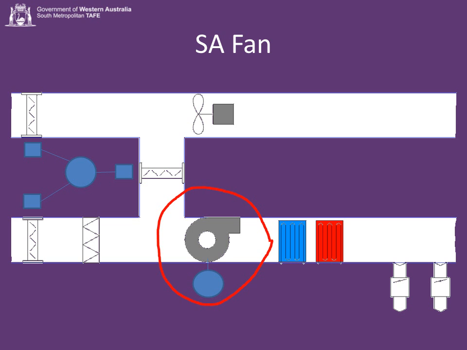Let's look in detail at some of the components of the air handling unit. We've looked at the dampers. Let's look at the supply air fan. As the VAVs in the rooms open and close to vary the air, because remember, we vary the air to cool, so when we want more cooling, we have more air. As they open and close, we need to also vary the speed of the supply air fan.